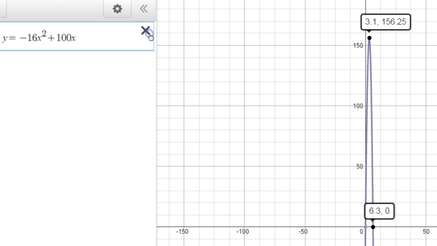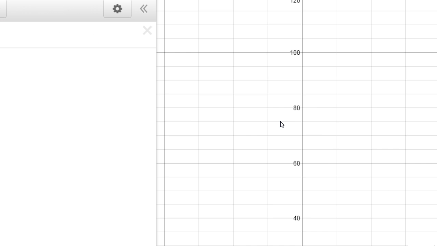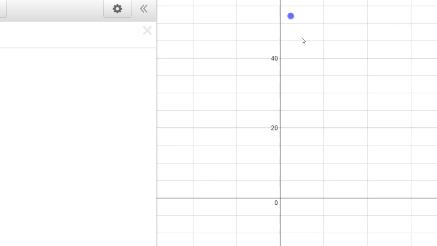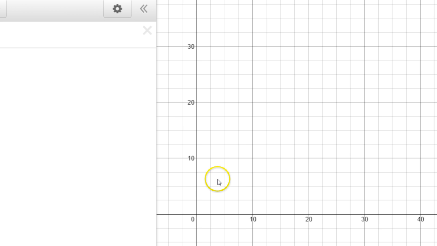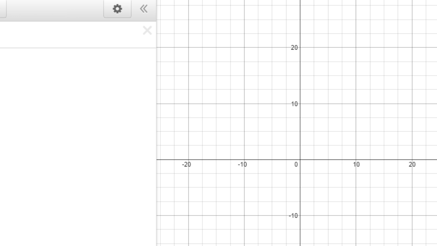My recommendation is use the graphing calculator. Okay, something pretty simple, makes your job a lot easier. Okay, and let's change this back.